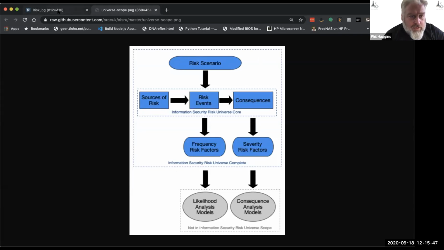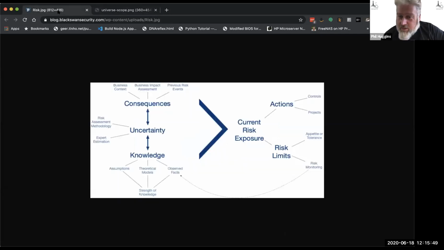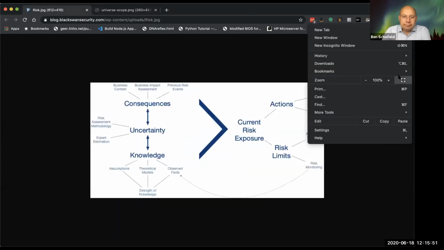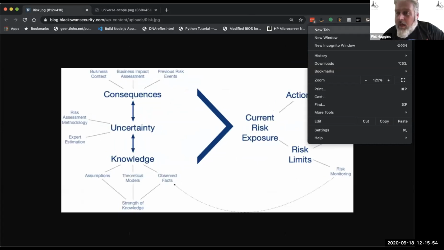The other thing I was going to mention is, can you see the new diagram? Yes. Let me blow it up a little bit more.